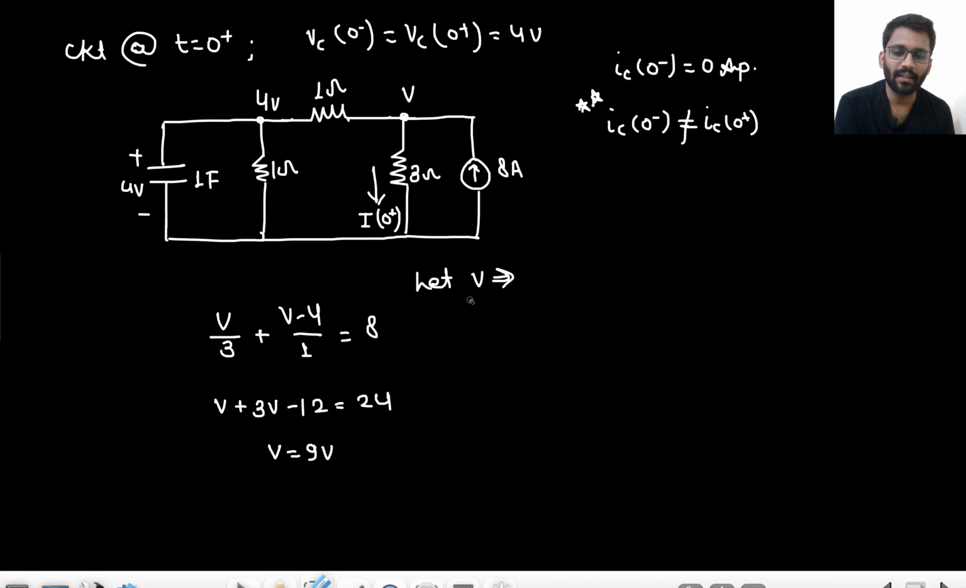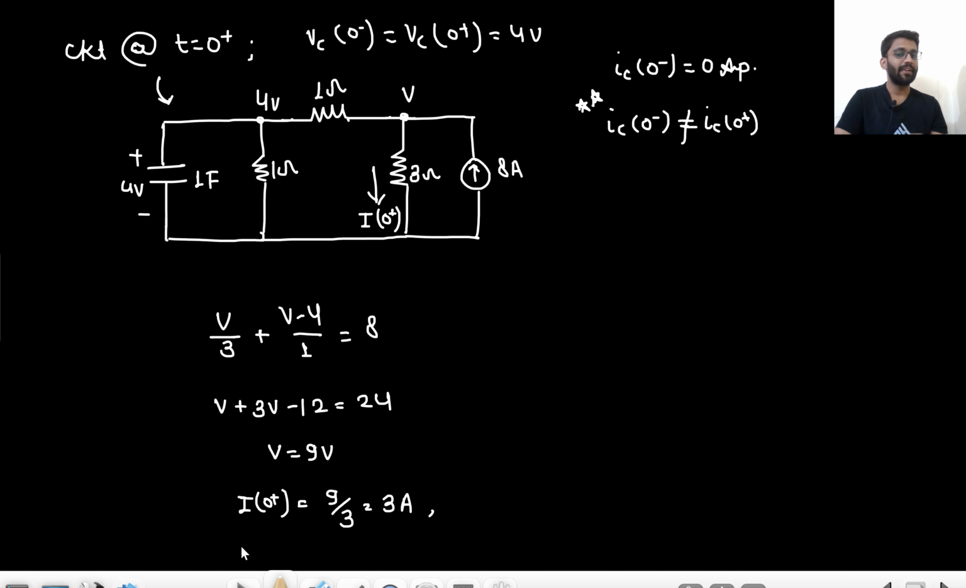This V value is only at t equals to 0 plus. We are talking about t equals to 0 plus, 9 volt. So what will be I 0 plus? I 0 plus would be 9 by 3, that means 3 ampere.